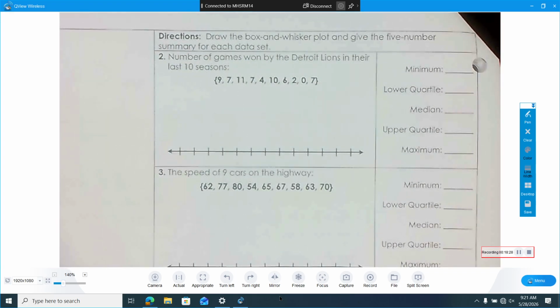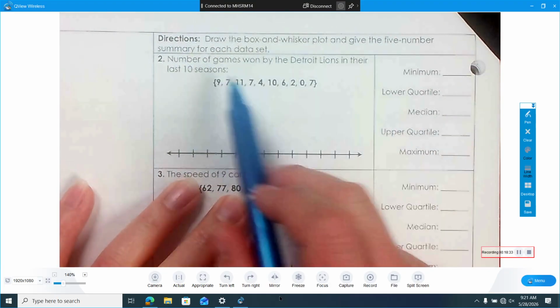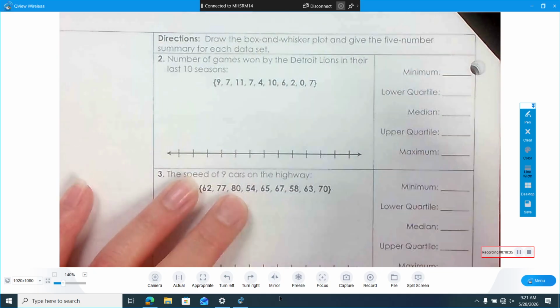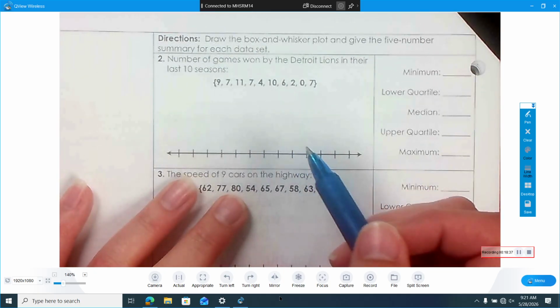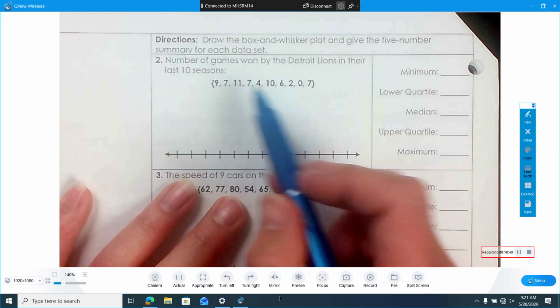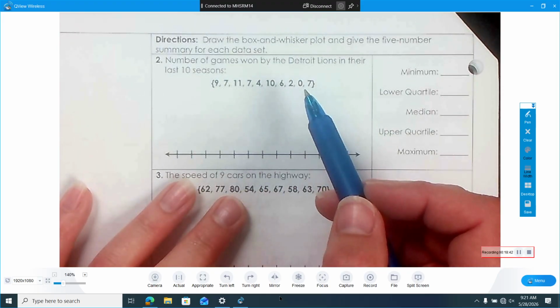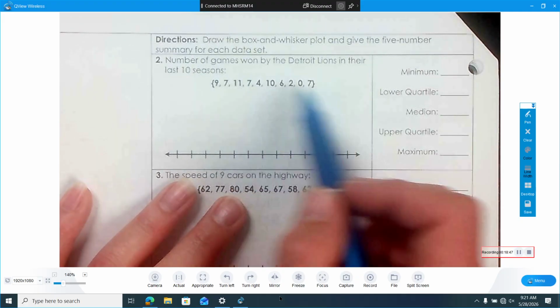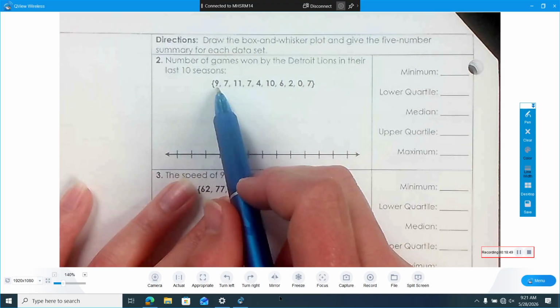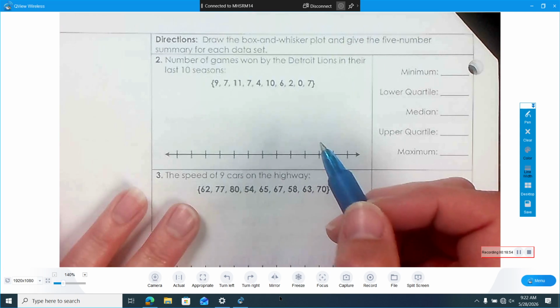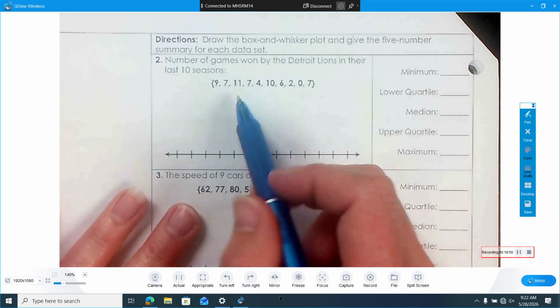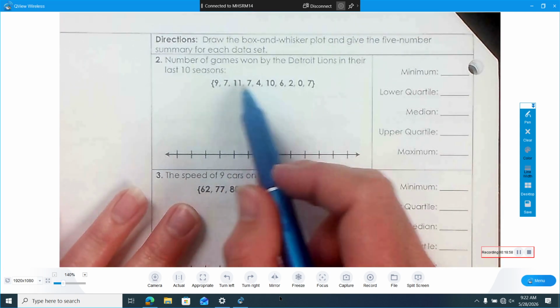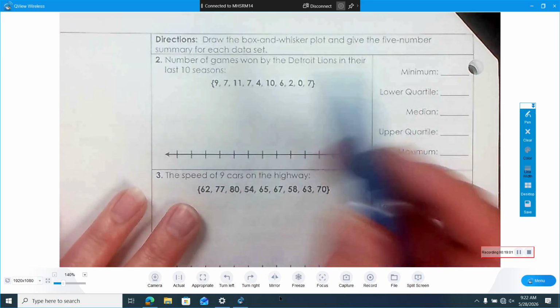Draw the box and whisker and give the 5-number summary. All right, so these are the number of games won by the Detroit Lions in their last 10 seasons. For some reason, I think they play a lot more games than this. Well, 10 seasons, but these are the number of games won. So they won 9 times. 9 out of 17, probably. Okay, so that seems okay. This was written in 2018, I believe. So this would be prior to 2018.